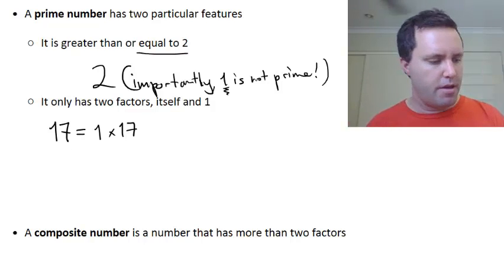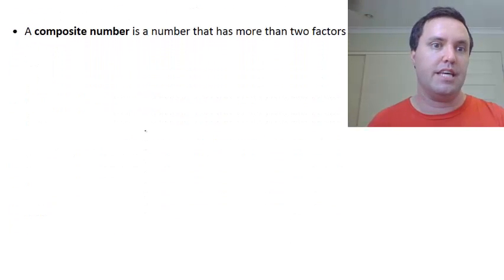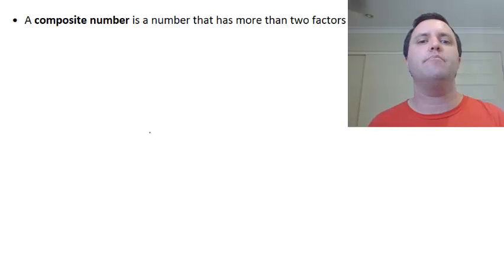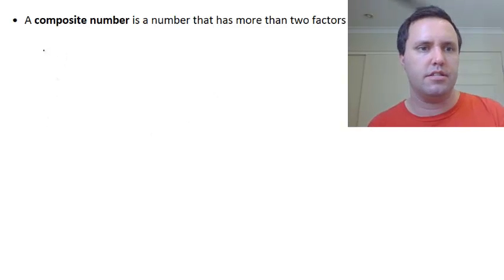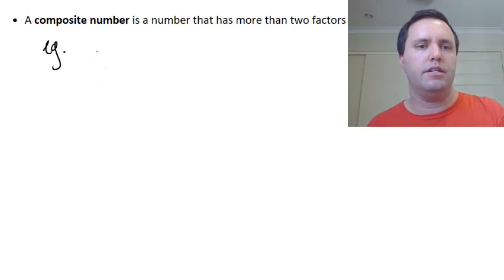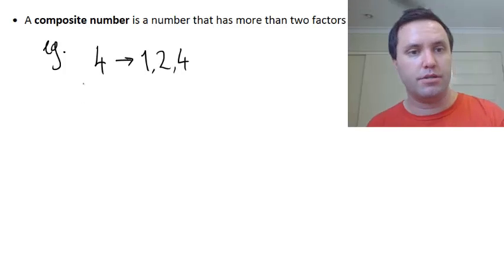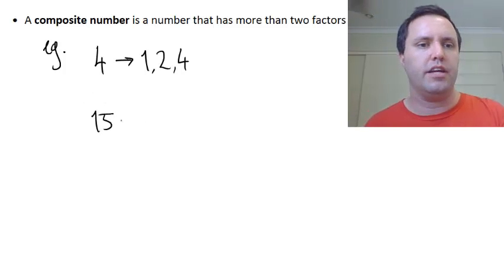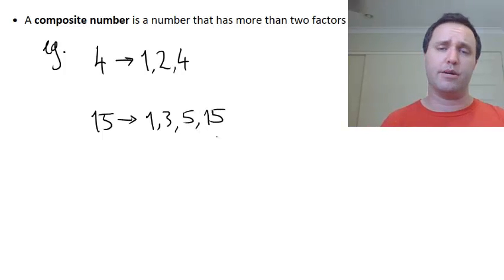A composite number, however, is every other number: a number that has more than two factors. For example, the number 4 has factors 1, 2, and 4. So it's not a prime number, it's composite. Let's have a look at 15. It has factors of 1, 3, 5, and 15. And that's what makes up our composite numbers.